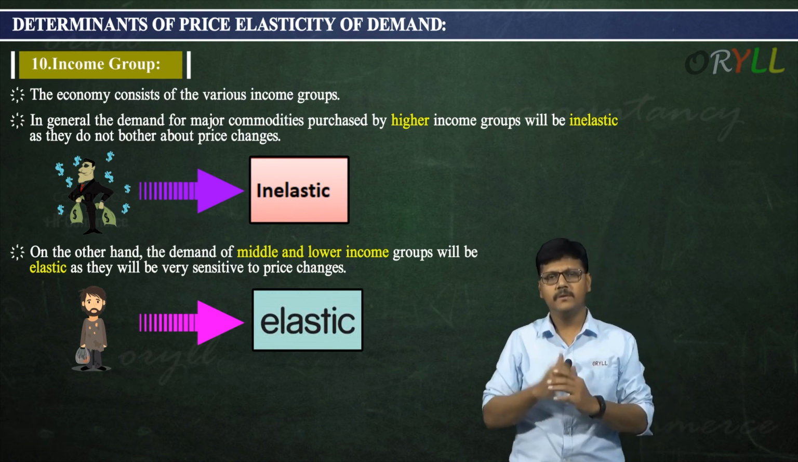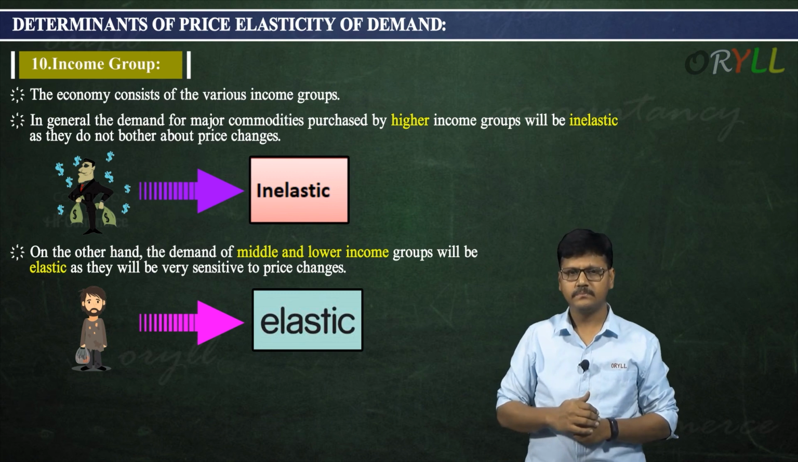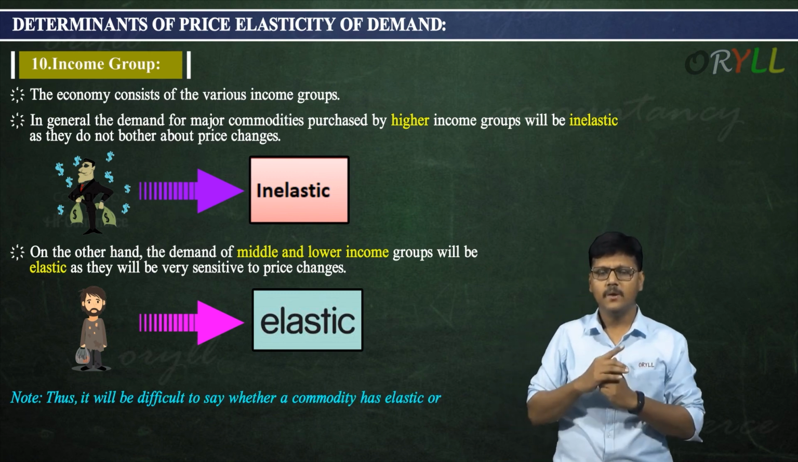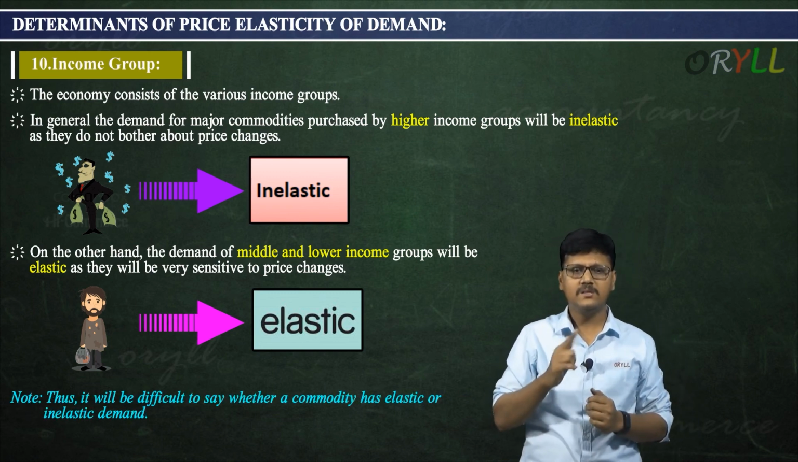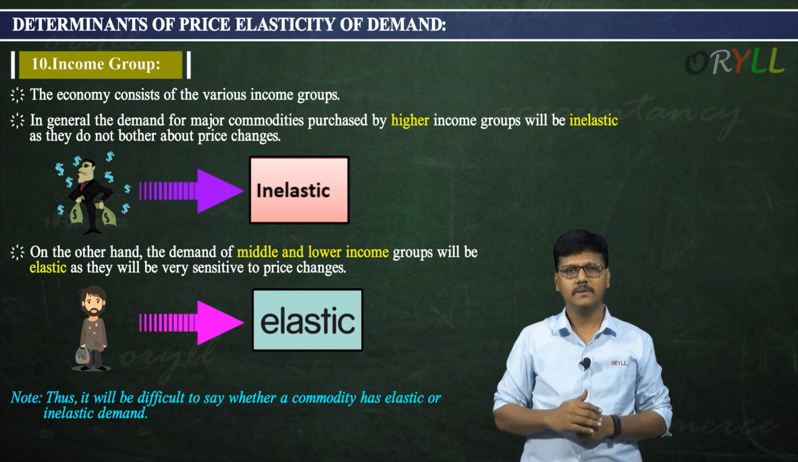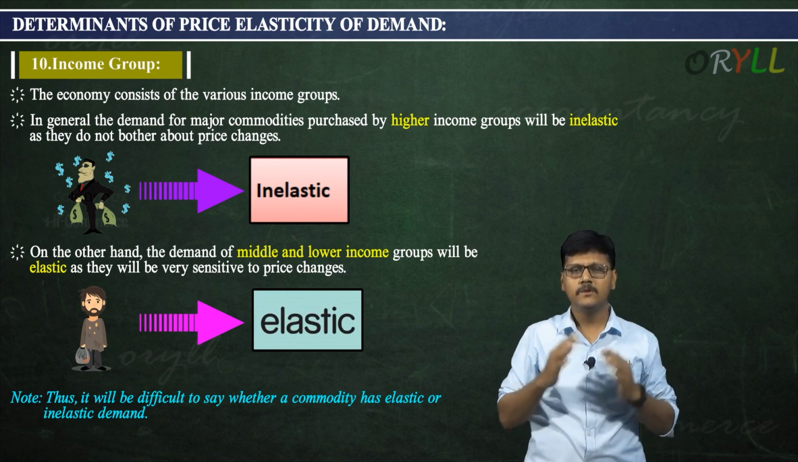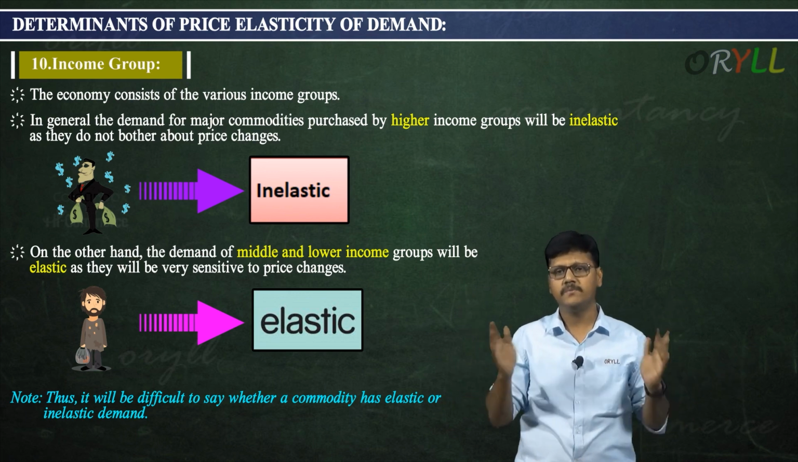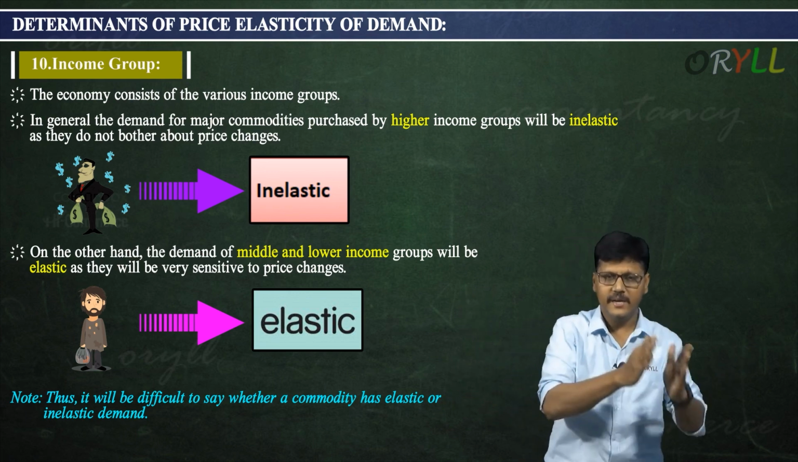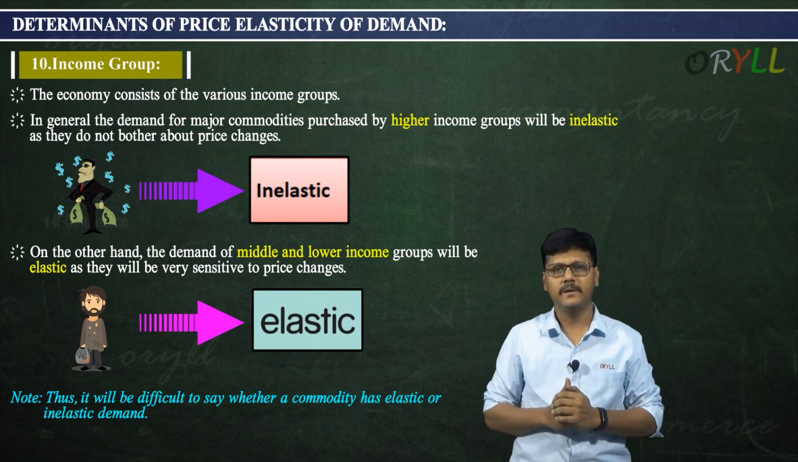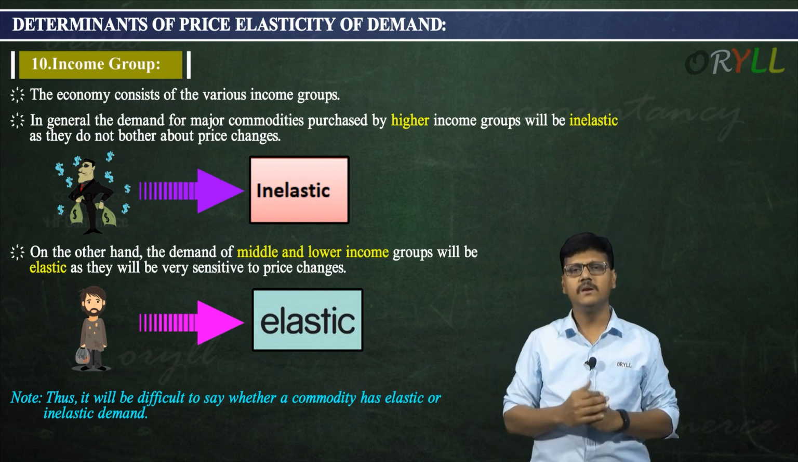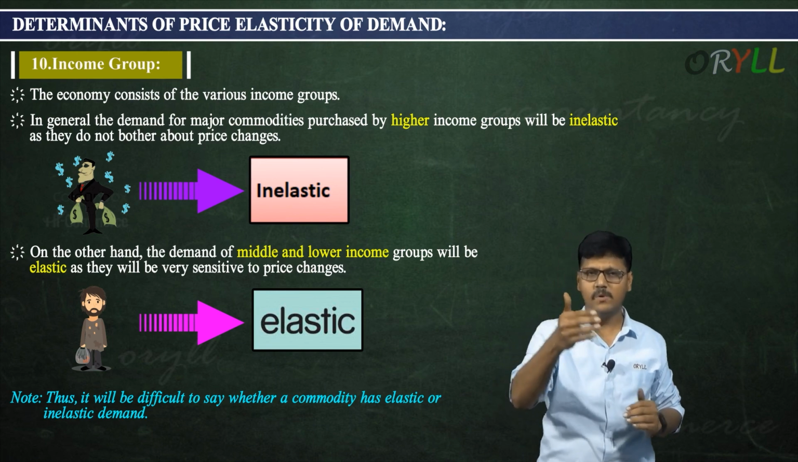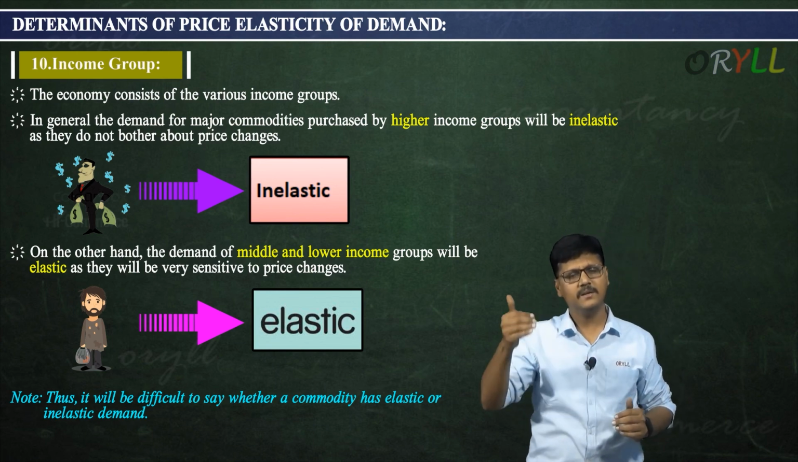So we have to keep one point in mind, that it is difficult to say whether a commodity has elastic or inelastic demand immediately based on the nature of that one. So we have to make many considerations. On the basis of these many considerations, we have to decide whether it has elastic demand or inelastic demand. So clear observation is important to say whether the commodity has elastic demand or inelastic demand.